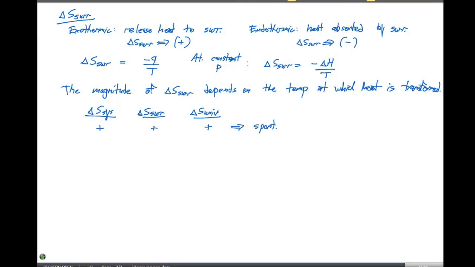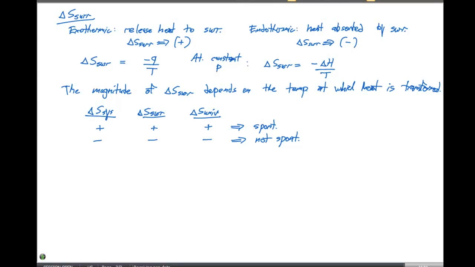If our delta S of the system is negative and the delta S of the surroundings is negative, that means the delta S of the universe is going to be negative. So under all circumstances, this is going to be not spontaneous. Those two are fairly straightforward.